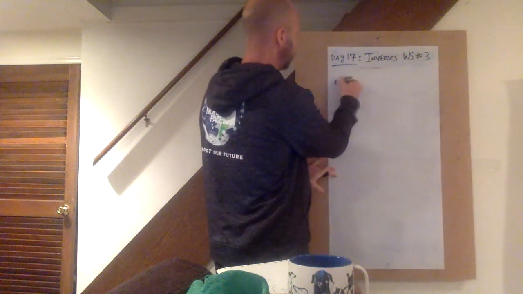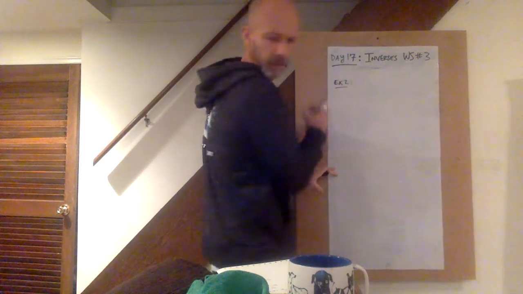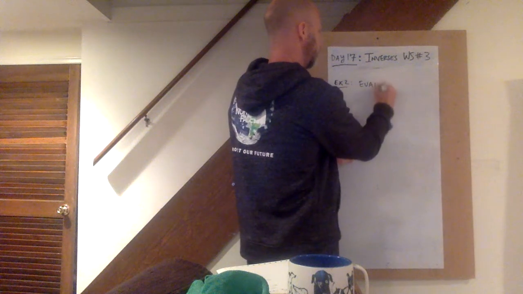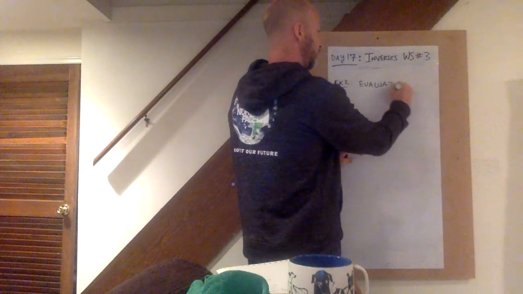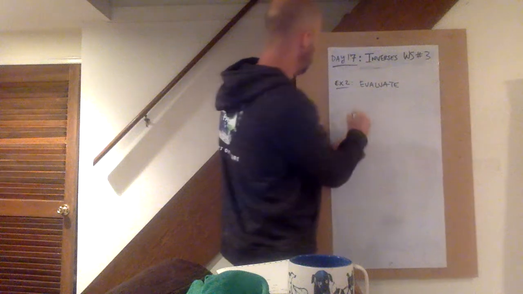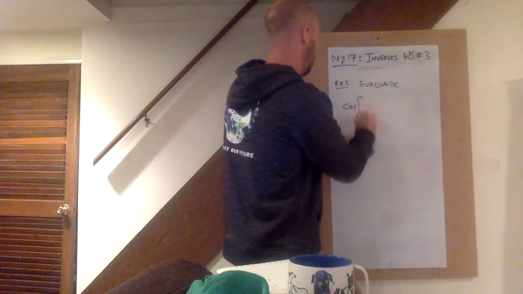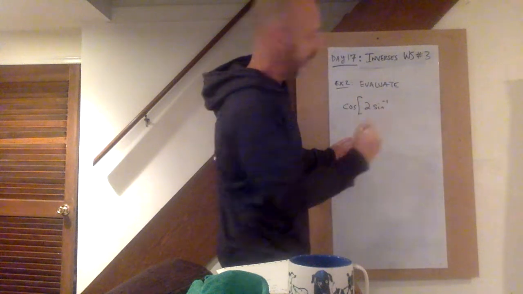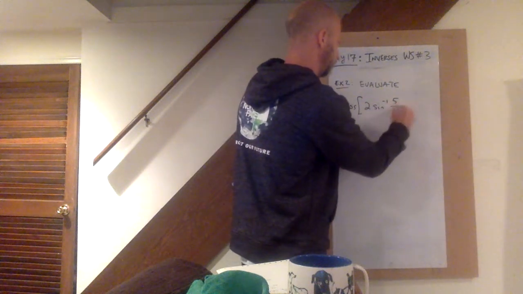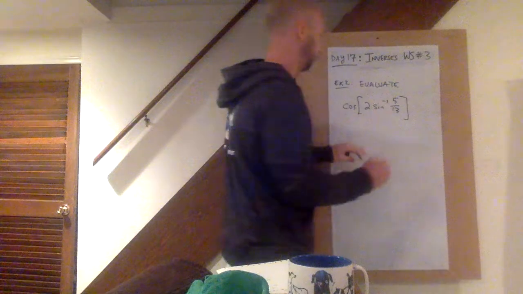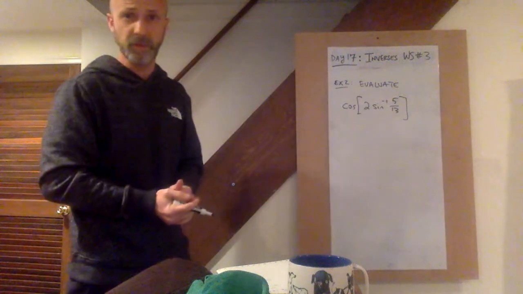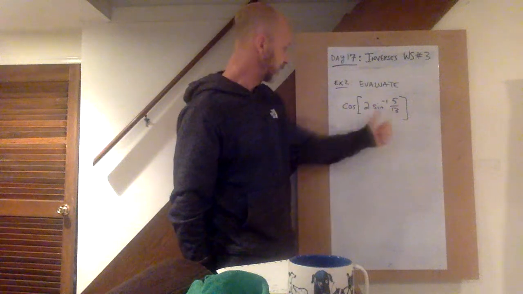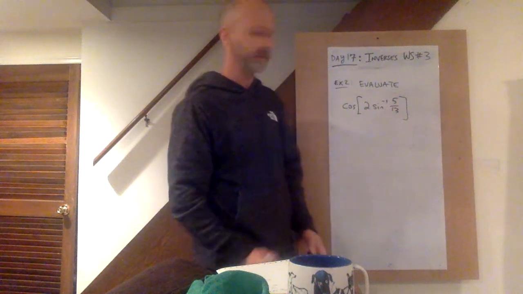Example 2. Let's say you're asked to evaluate. It's an inverse now, so you're evaluating cosine of 2 sine inverse of 5/13. This is what I mean by it looks more challenging. It looks like there's a lot going on. Composition of functions in this too, and how do we handle all of this?